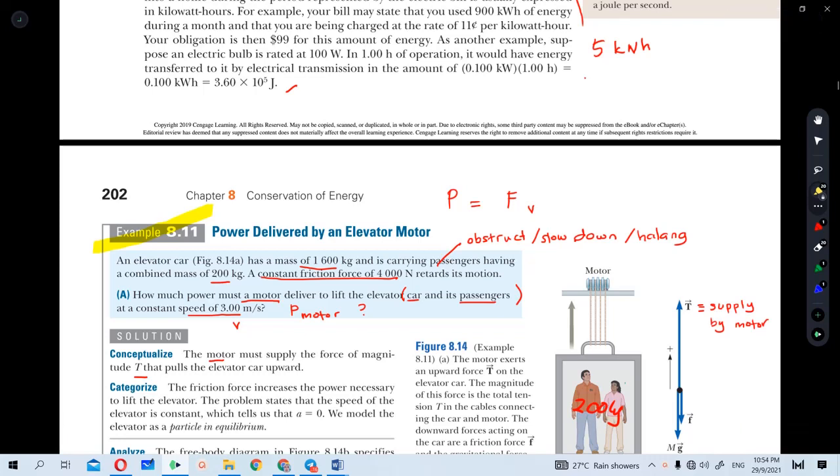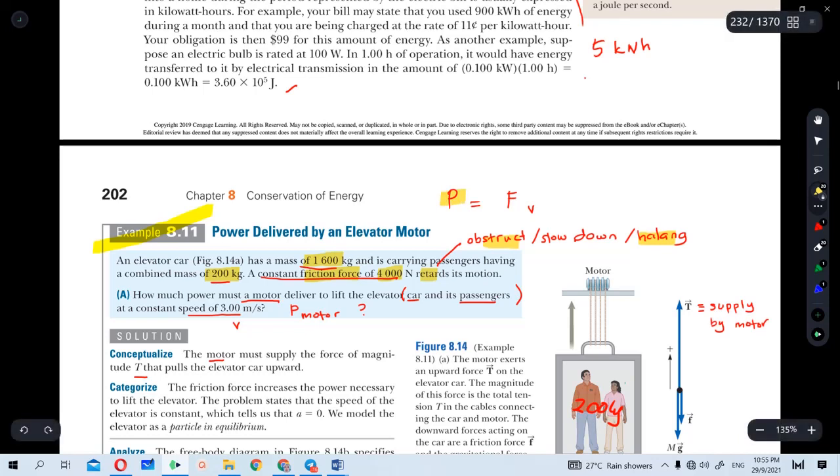You have a system which is an elevator where the mass is 1,600 itself, and carrying passengers where the total mass of passengers is 200. So overall, the total mass is 1,800. Now there is a constant friction force of 4,000 Newton that retards its motion. Retard represents to obstruct, meaning friction. So the question: how much power?